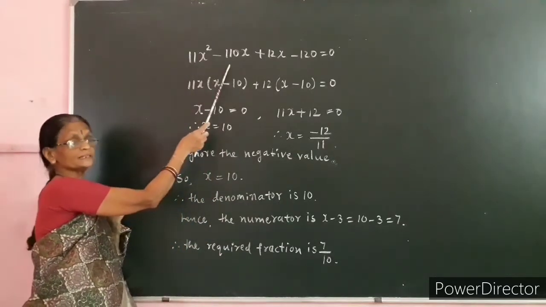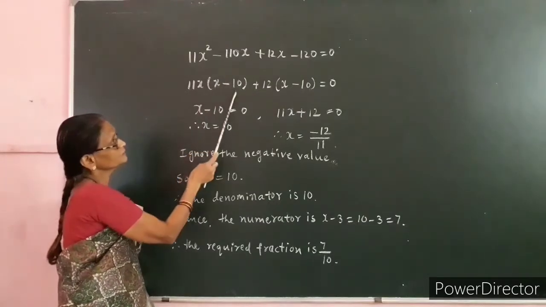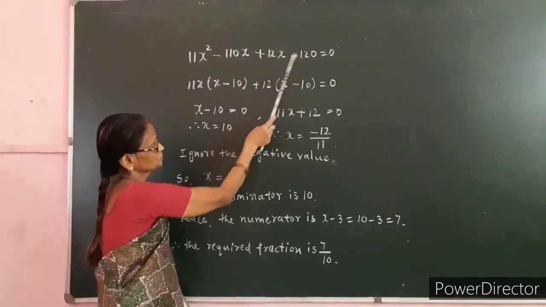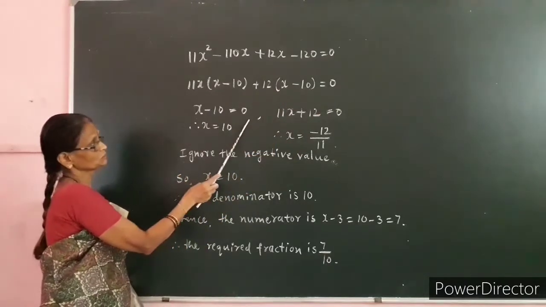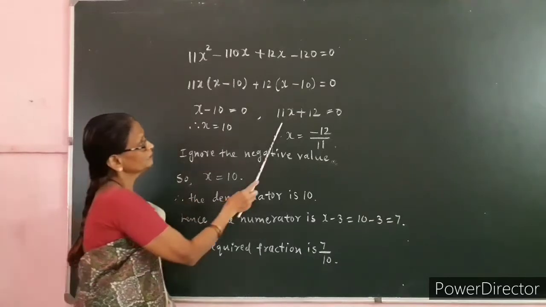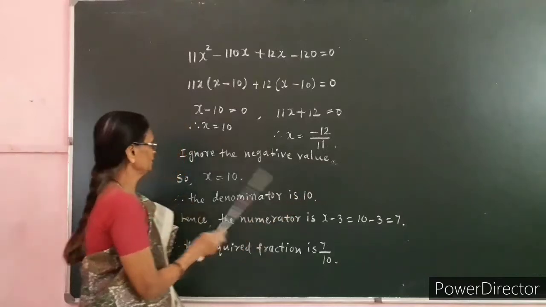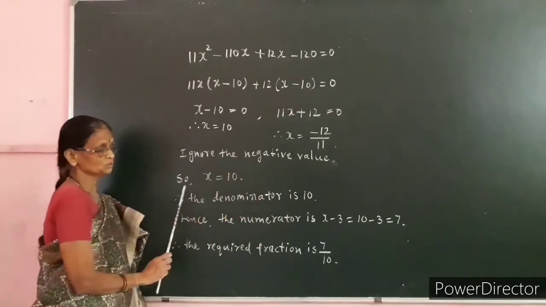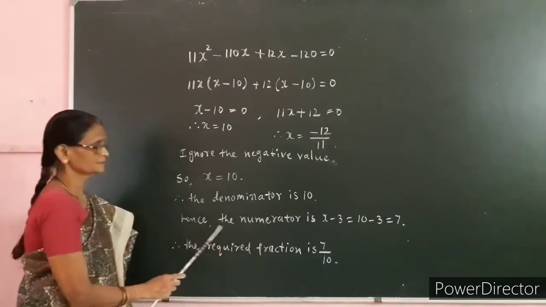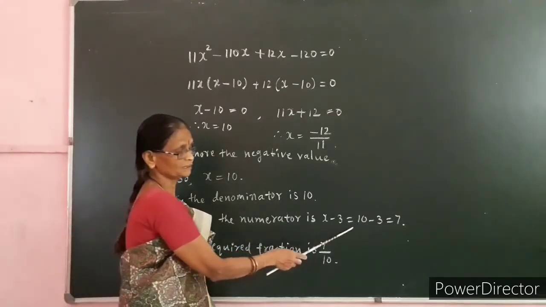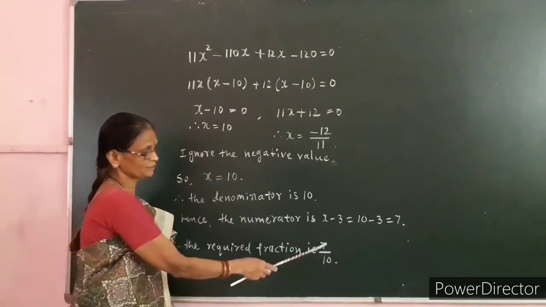Now I apply factorization. So 11x is common: 11x into (x minus 10) plus 12 is common for these two terms: 12 into (x minus 10) equal to 0. x minus 10 equal to 0, therefore x equals 10. 11x plus 12 equal to 0, therefore x equals minus 12 by 11. Ignore the negative value, so x equals 10. Therefore, the denominator is 10. Hence, the numerator is x minus 3 equals 10 minus 3 equals 7. Therefore, the required fraction is 7 by 10.